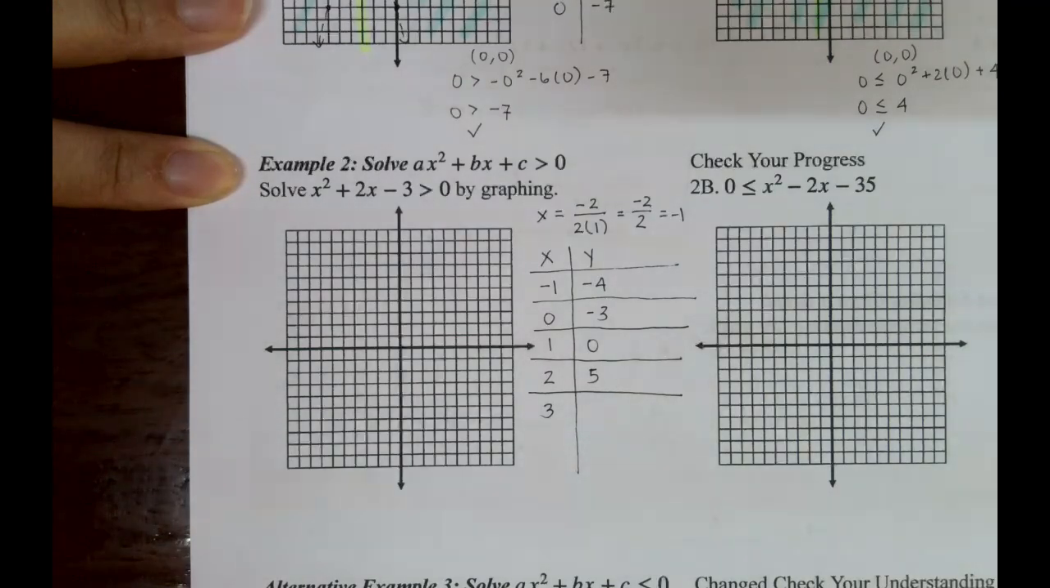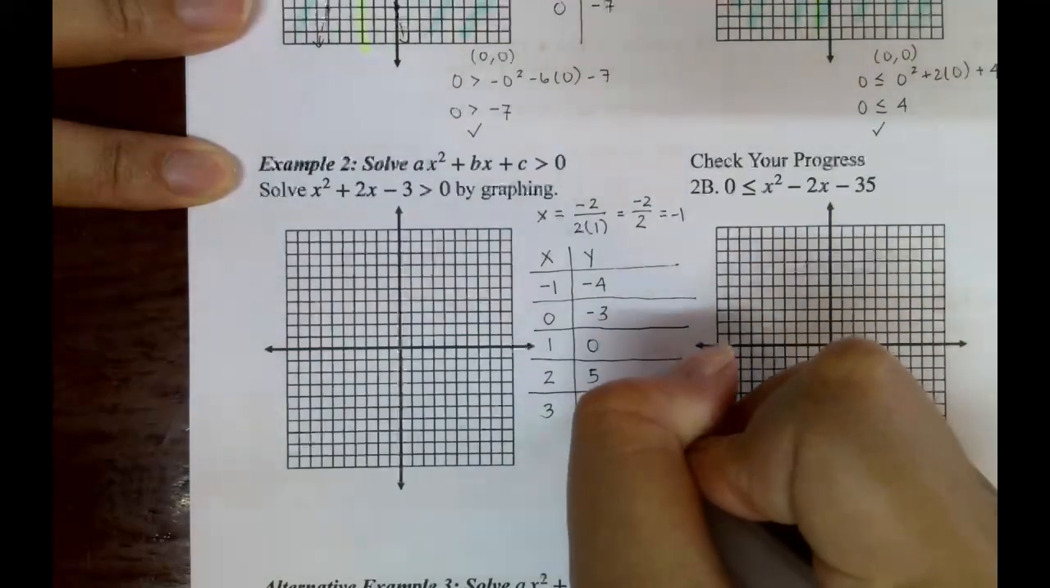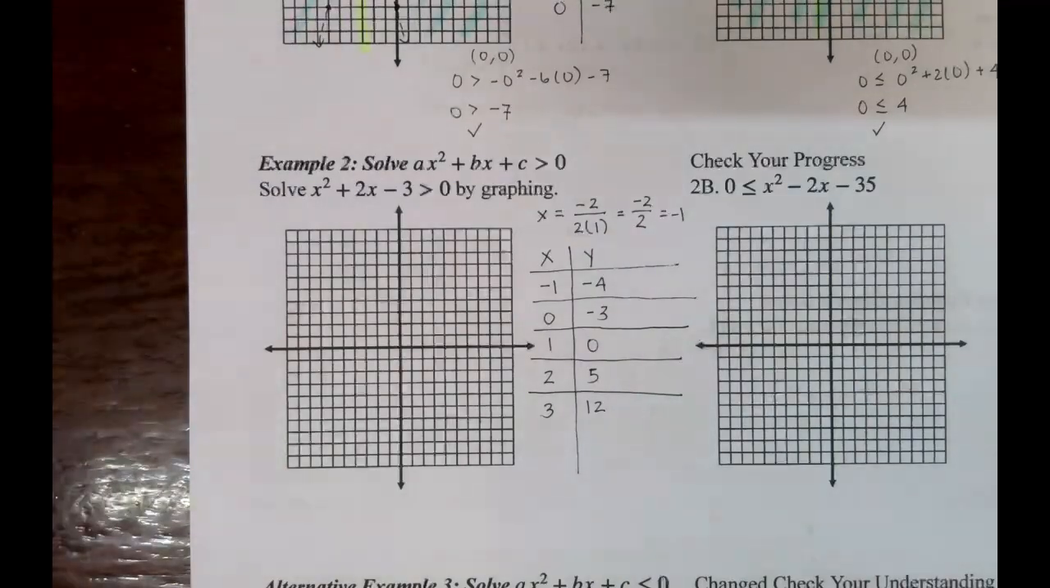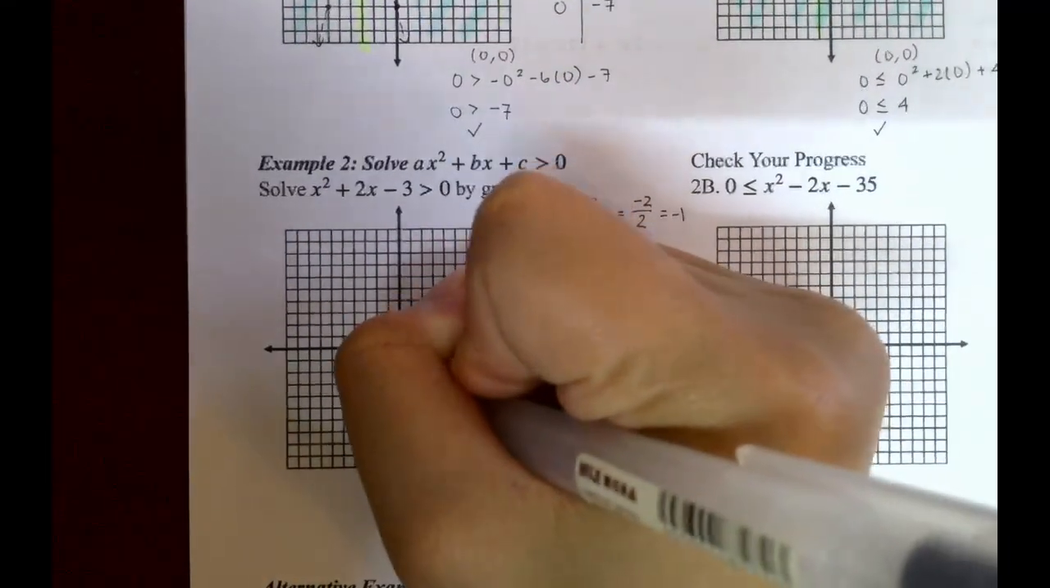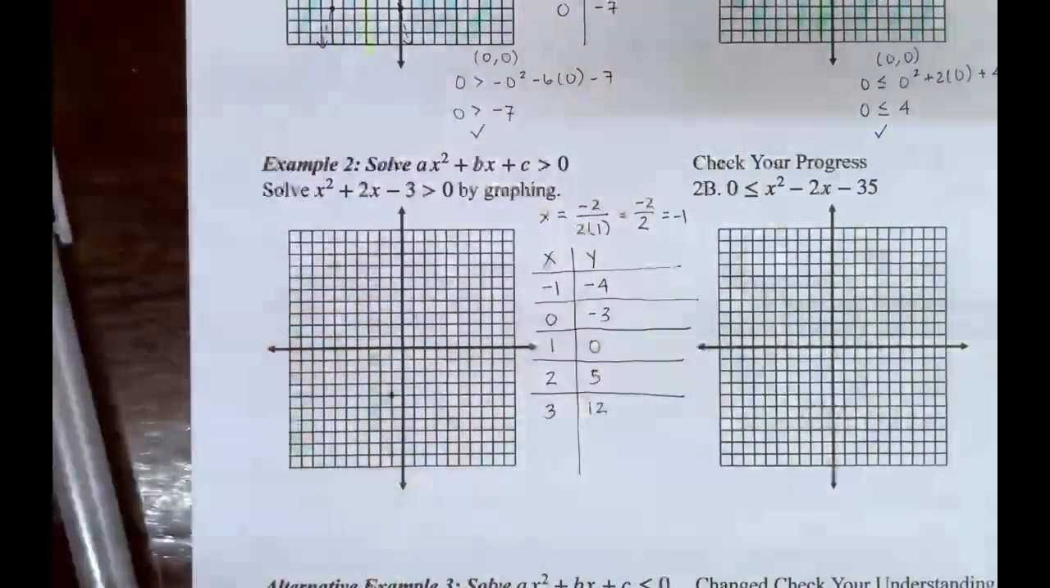And this gives me 12. Okay, so that one doesn't fit. Okay, so now let's graph. So starting with my vertex at negative 1, negative 4. 1, 2, 3, 4. That's here.